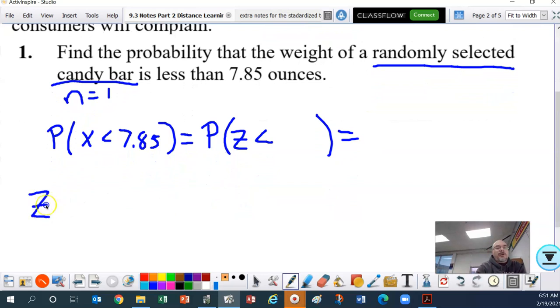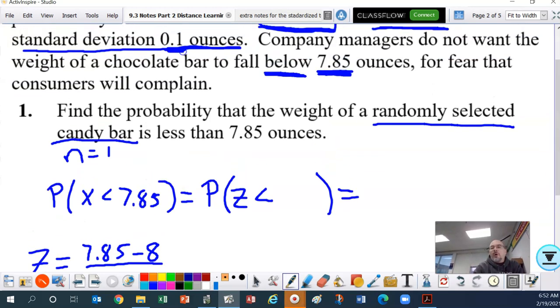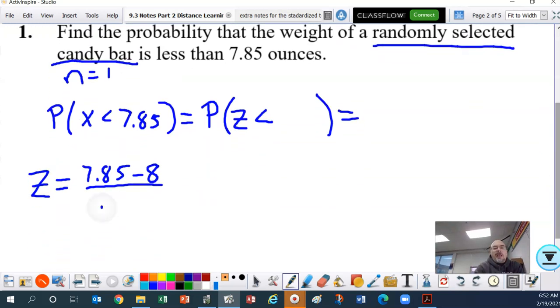So off to the side, I'm going to go z equals 7.85 minus the 8 ounces divided by the standard deviation, which is 0.1 ounce. And normally I would divide by the square root of the sample size, but in this case it's 1. So you really don't need to put the square root of 1 underneath that because it's not going to affect it. So I'm just going to leave it as a 1 there.